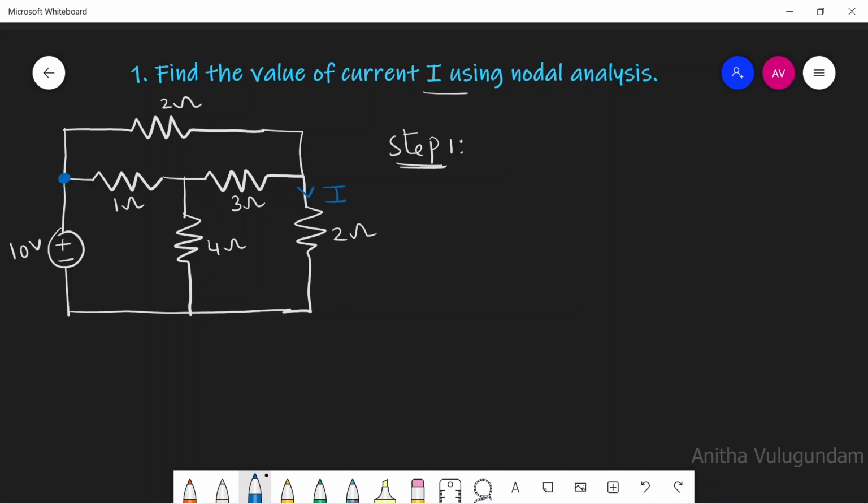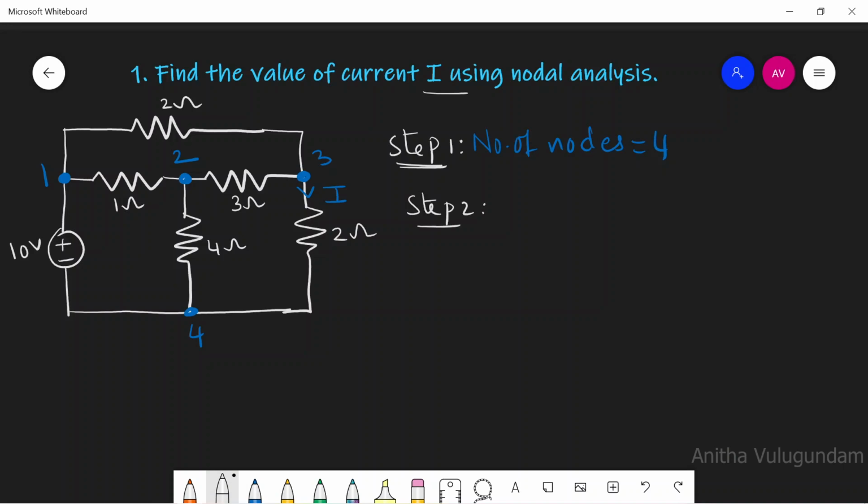This is the point where three elements are connected. I will number this as 1. This is a common point where three elements are connected. Let this be node 2. And let this be node 3. Let this be node 4. So the number of nodes is equal to 4.